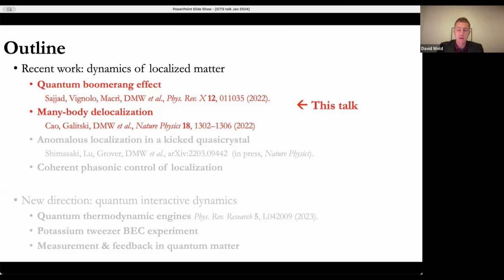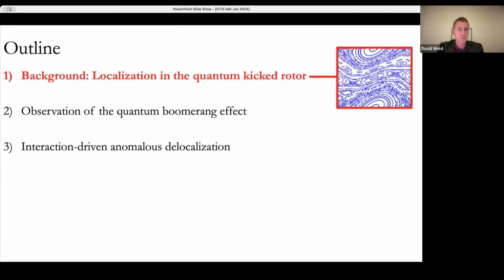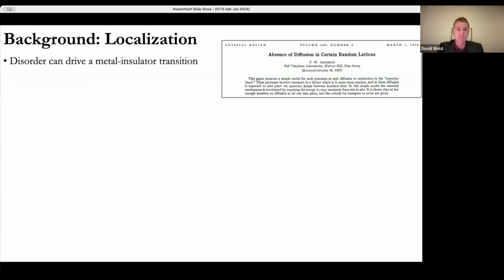Yeah, good. All right, so these are the two major topics I want to discuss. I want to first go into a little background on localization in the quantum kicked rotor for those of you who are not familiar with this system, and then talk about the two experiments in that order, having to do with the quantum boomerang effect, which is a fundamental dynamical phenomenon in Anderson insulators, and then interaction-driven anomalous delocalization in an ensemble of interacting kicked rotors. So first, a little background.